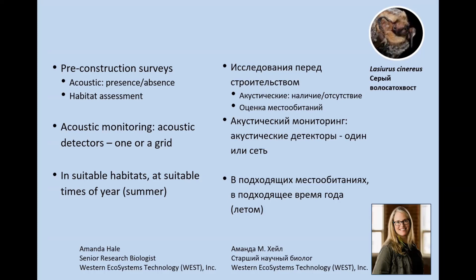When we do acoustic monitoring, there are many different strategies, but it can be one acoustic monitoring device or a big grid of acoustic monitoring devices. And of course, when we do surveys for bats, we want to do them in suitable habitats and at the correct time of year. It's not useful to survey for bats in the middle of winter because bats are hibernating or they have migrated.